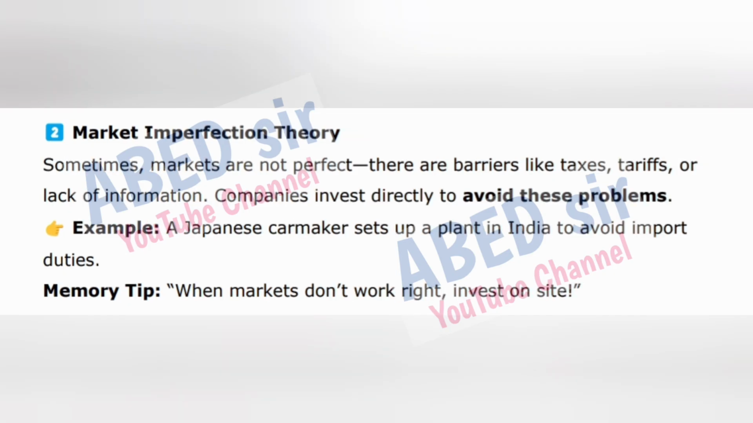2. Market imperfection theory. Sometimes markets are not perfect. There are barriers like taxes, tariffs, or lack of information. Companies invest directly to avoid these problems. Example, a Japanese car maker sets up a plant in India to avoid import duties. Memory tip: when markets don't work right, invest on site.